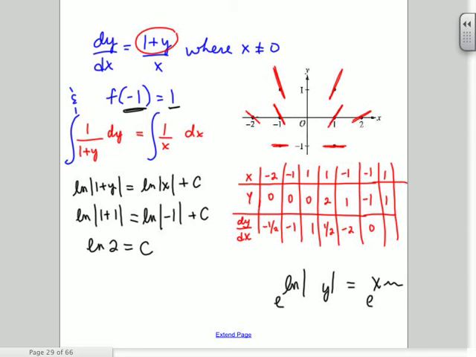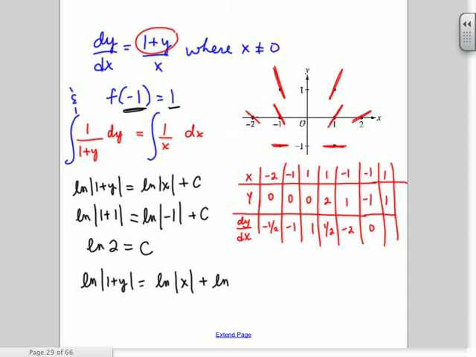All right, so we have natural log of 2 as my c value, so I have natural log of 1 plus y equals natural log of the absolute value of x plus natural log of 2. And you can do e raised to both sides.